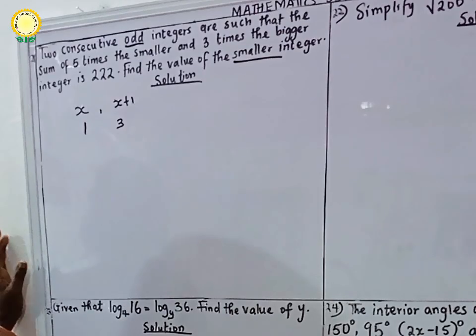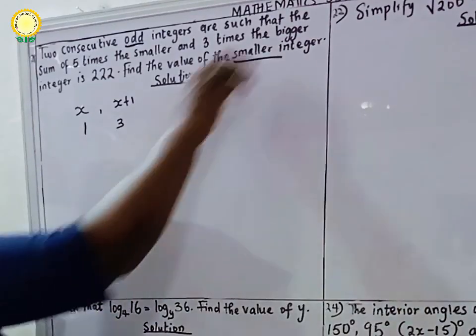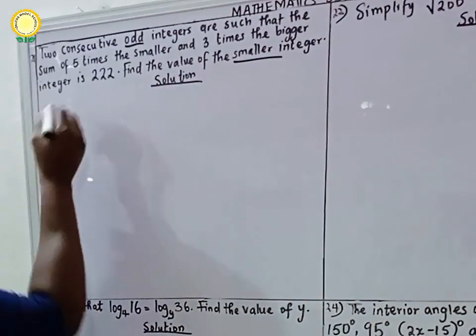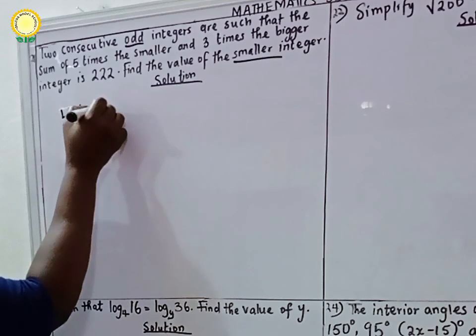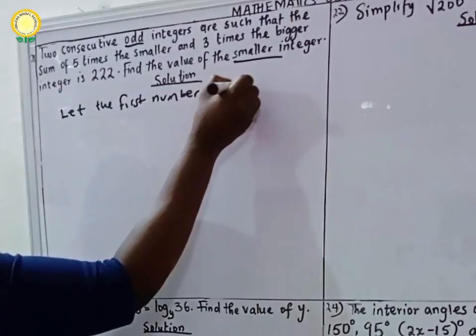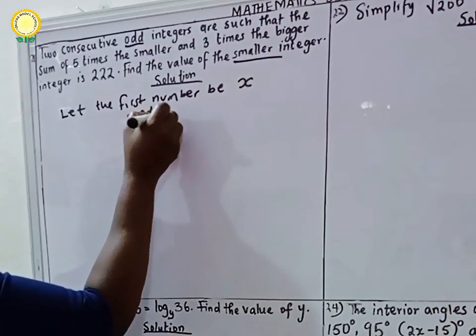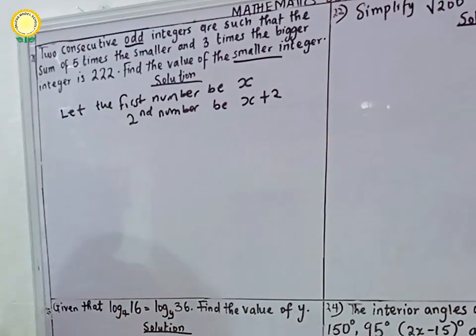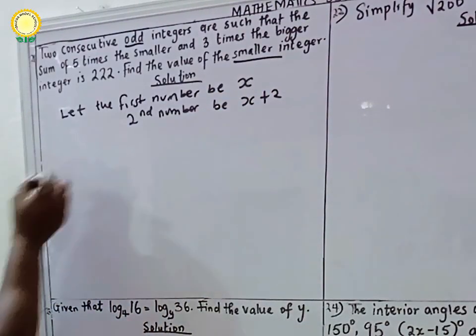So it depends on the question. If the question says consecutive numbers, then you do x and x plus 1. But if they are consecutive odd numbers, you do x and x plus 2. If they are consecutive even numbers, you also do x and x plus 2. Okay, so let the first number be x, and the second number be x plus 2.